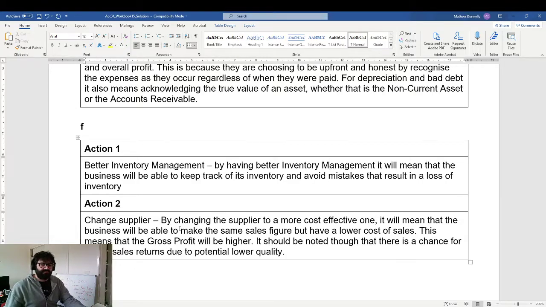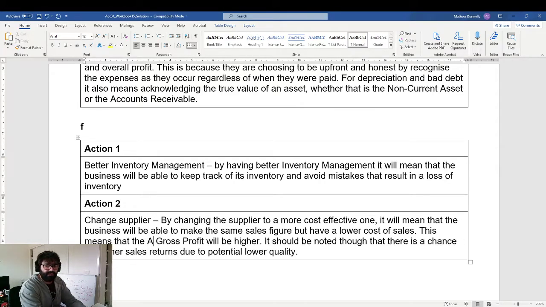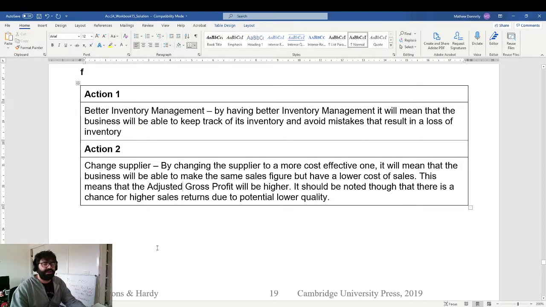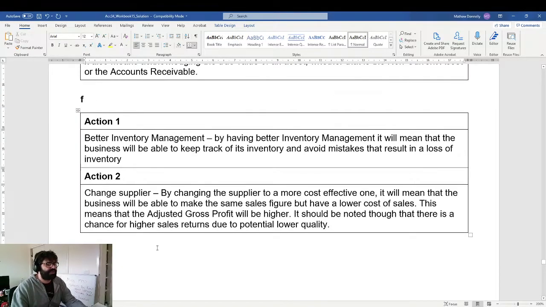This means that the gross profit, and that should be adjusted gross profit, because that's what the question asked for, will be higher. It should be noted that there is a chance for higher sales returns due to potential lower quality, and that's a bit of an, oh, by the way, this could be a problem. So just be aware of that there.